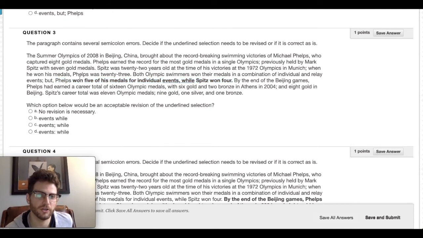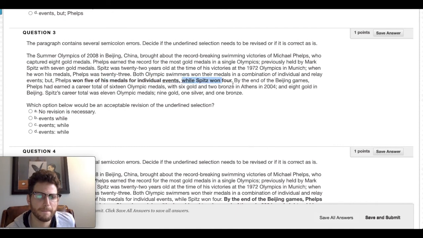Do I have 2 independent clauses? Do I have an independent clause here? Phelps won his 5 medals for individual events. That is an independent clause. I have a subject and a verb, I've got my object of 5 medals, and it stands on its own, meaning it doesn't begin with a subordinating conjunction. So that's an independent clause right there.